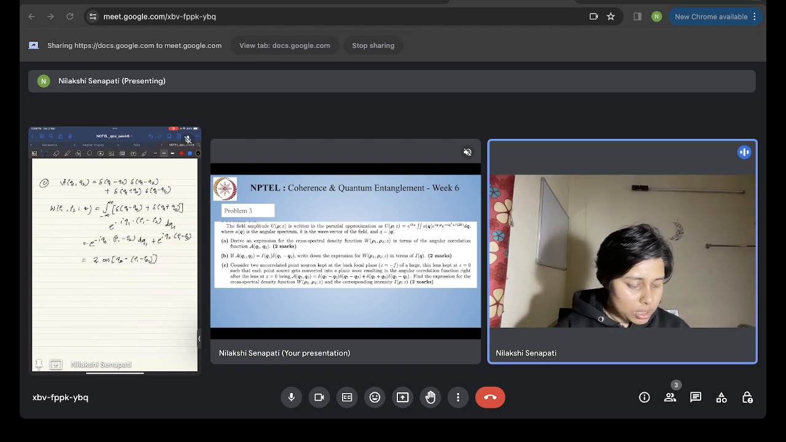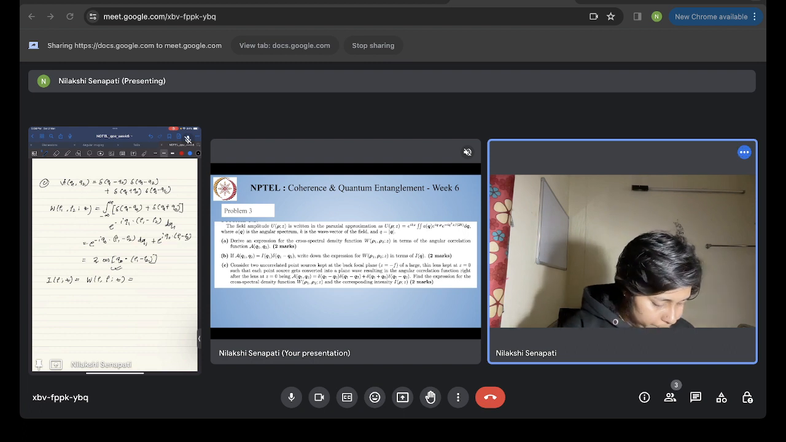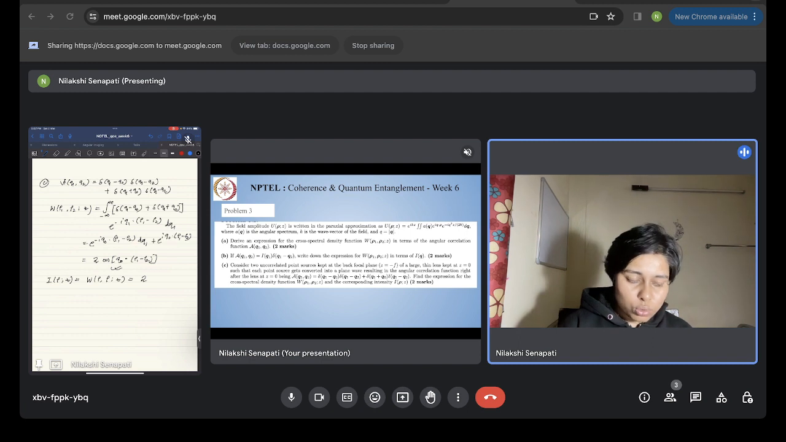So this is the cross spectral density, and the corresponding intensity is I(ρ, z) equal to W(ρ, ρ, z), which is equal to 2 only. Why? Because this cos q0 (ρ minus ρ) means 0, so that will be equal to 2. So this is the answer.